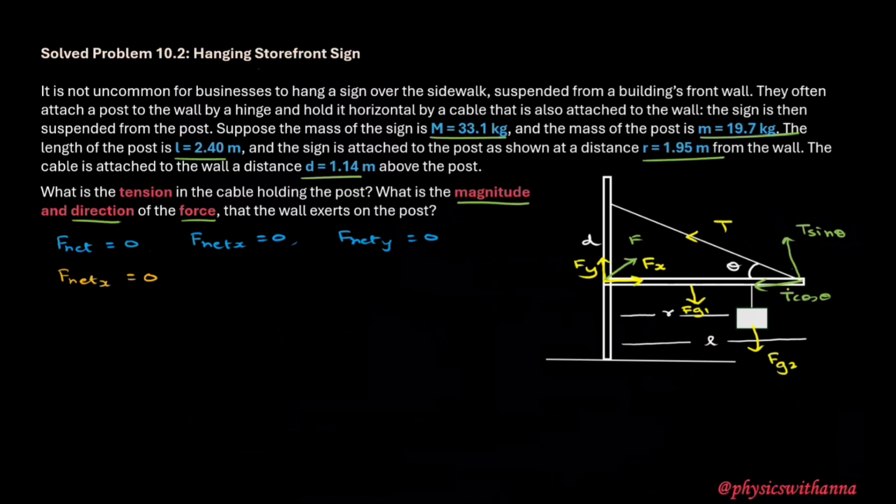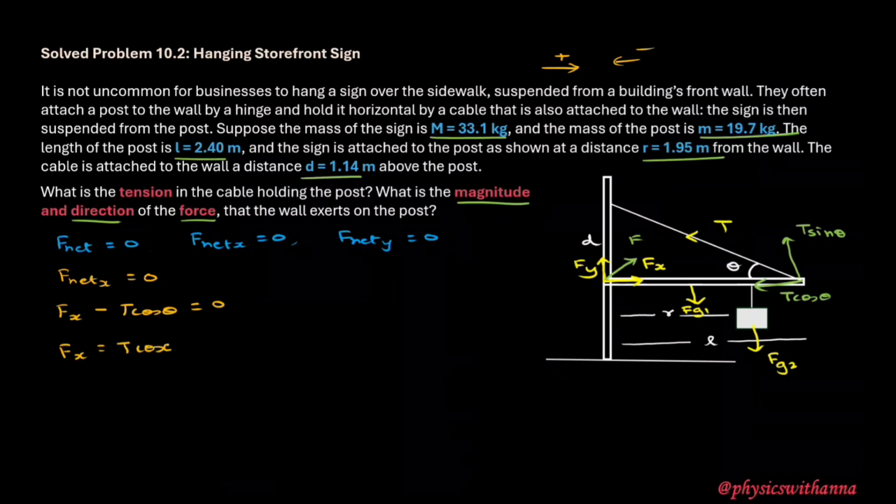Along the x-axis, we have two forces here, Fx and T cosine theta. When we say vector sum, we have to take the direction into consideration. Forces going to the right, we will take as positive. The ones going to the left, we will take as negative. So I write Fx minus T cosine theta equals 0. That gives you Fx equals T cosine theta.